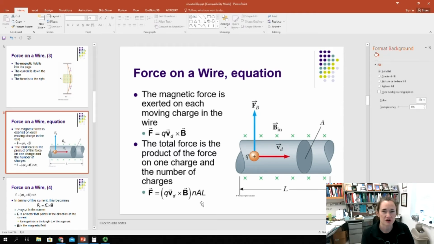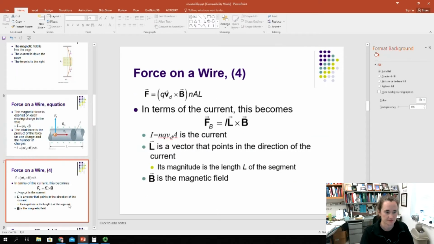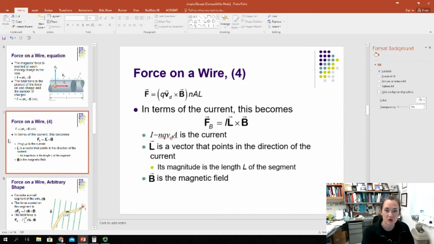If you need a refresher on this, go back and watch that other video on the current model, or the Drude model of current that we discussed previously. Now, looking at this equation again, here we have qv cross B times little n AL, remembering that our current we defined as little n q times the drift velocity times A, our cross-sectional area. Okay, so that was our definition for current.